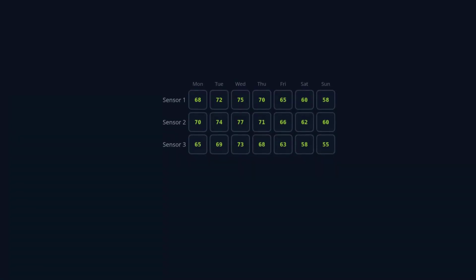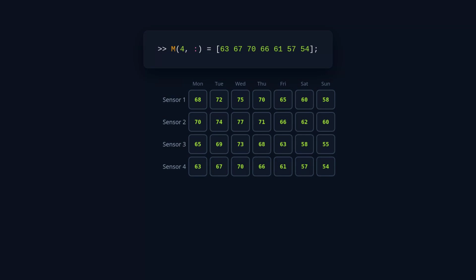Growing works, like it did for vectors, one dimension at a time. M of 4, colon equals 7 new numbers, adds a 4th sensor. Or stack the pieces yourself. Open bracket M semicolon.